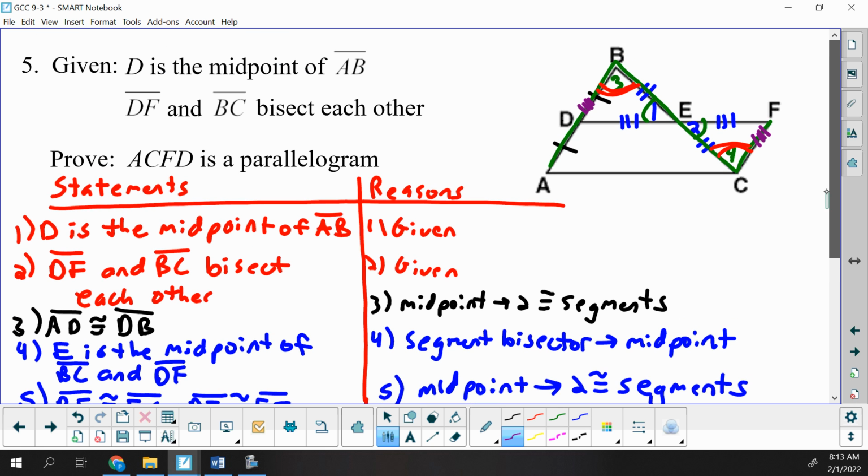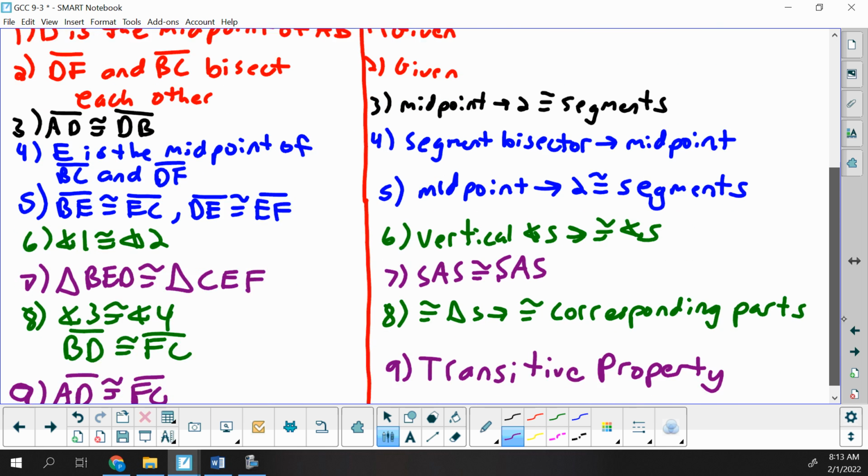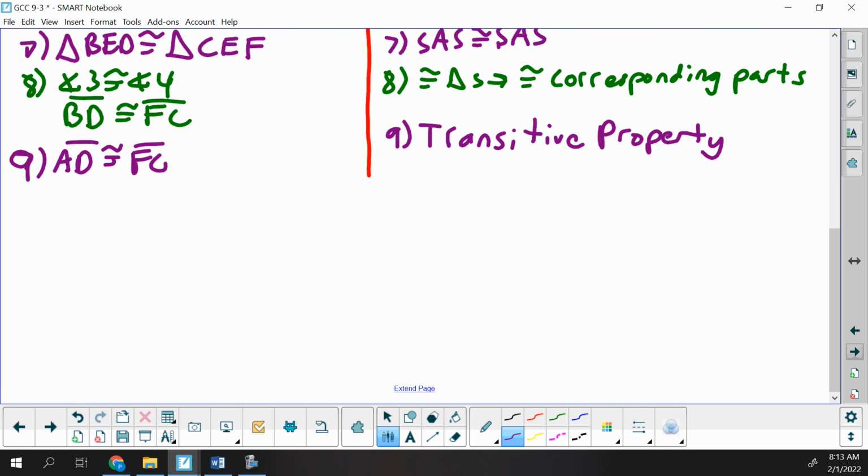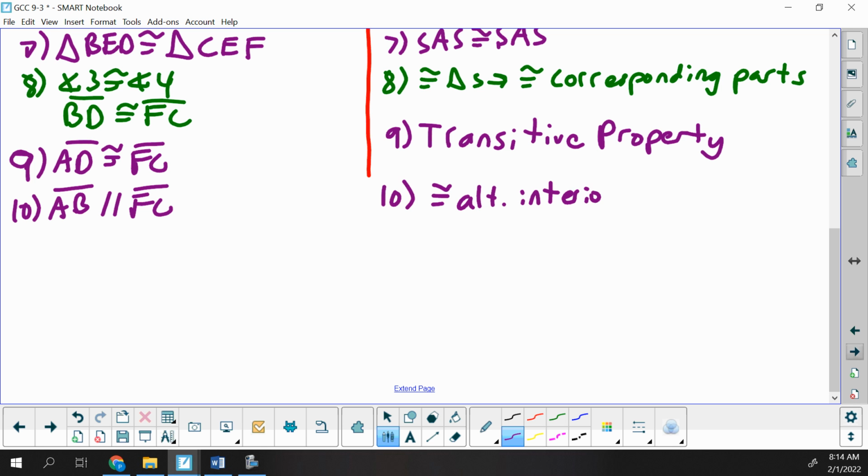Well, we had already got those red angles congruent. They're alternate interior angles congruent, so we can get parallel lines. And we can say that AB is parallel to FC. And we're getting that from the fact that we had congruent alternate interior angles, which implies parallel lines.